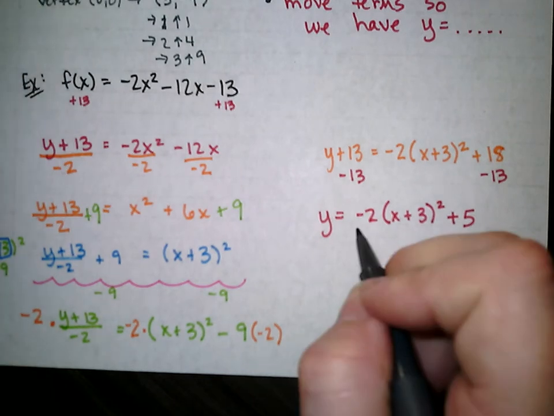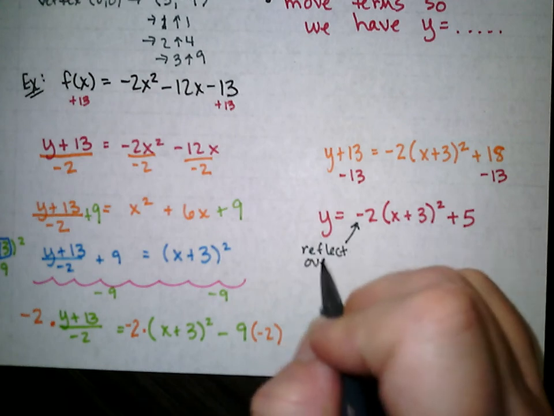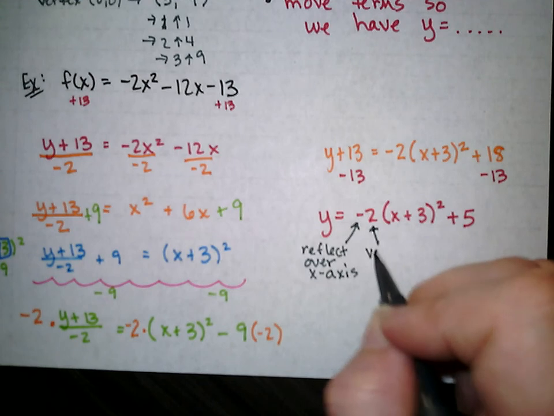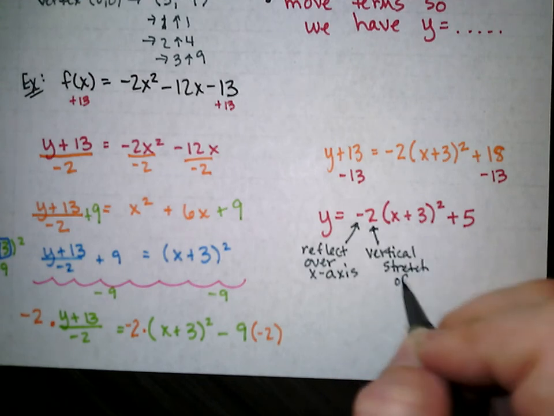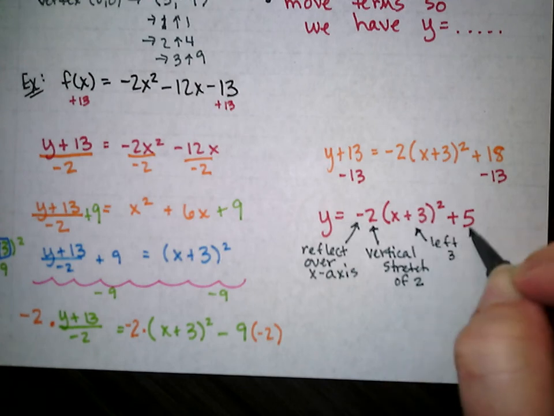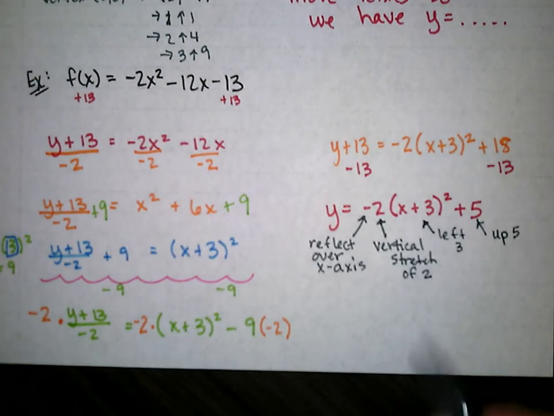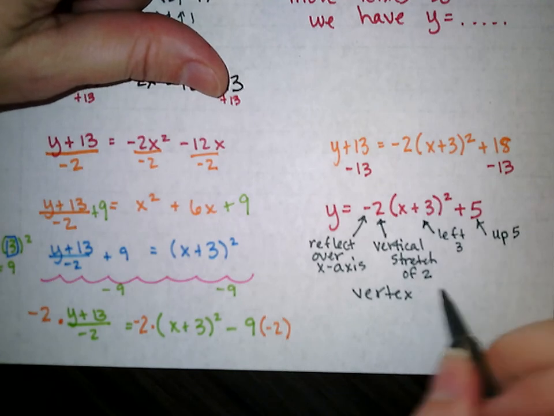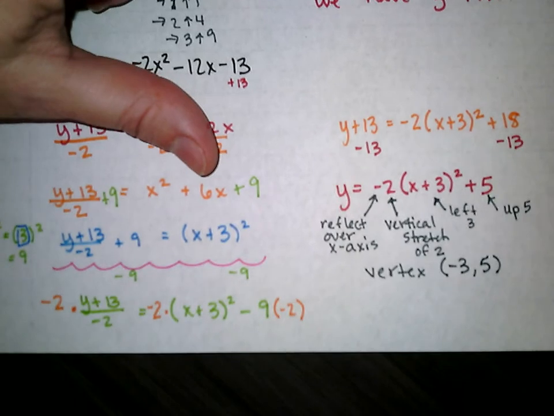This is reflect over the x-axis. We have a vertical stretch of 2, a shift left 3, and a shift up 5. So those shifts are going to change where the vertex is. So instead of 0, 0, it will be at -3, 5, because we went left and up.